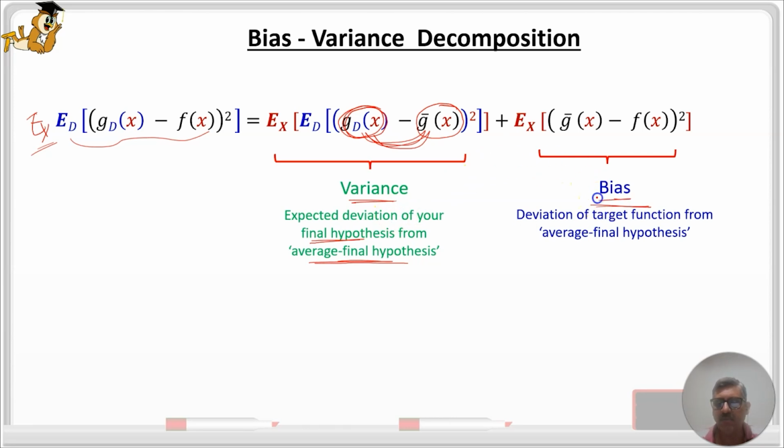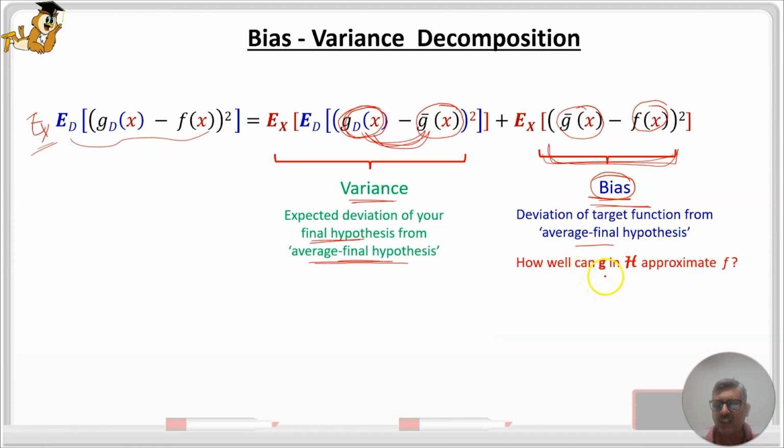Bias, on the other hand, is the deviation of the target function f from your average final hypothesis. This is your target function f. This is your average final hypothesis, which is pretty much the best hypothesis available in your hypothesis set. And the difference between the two, like we said, is indeed the bias. So these mathematical terms capture the essence of bias and variance that we have been talking about in general terms. Why is that? In the case of bias, this thing really answers the question.